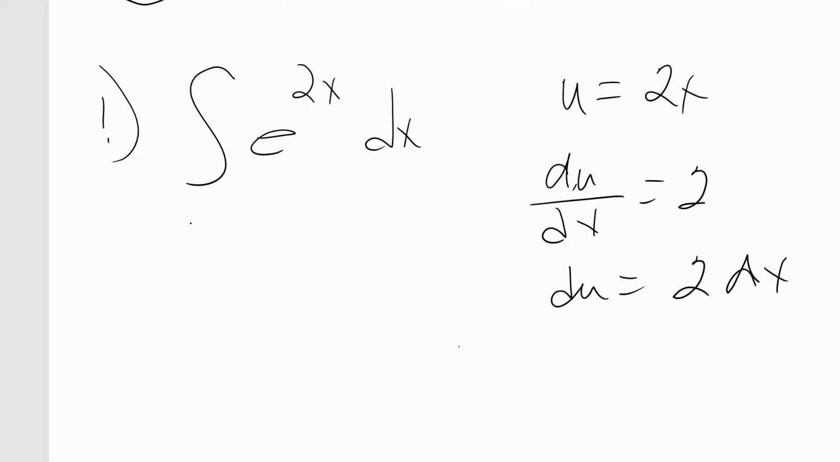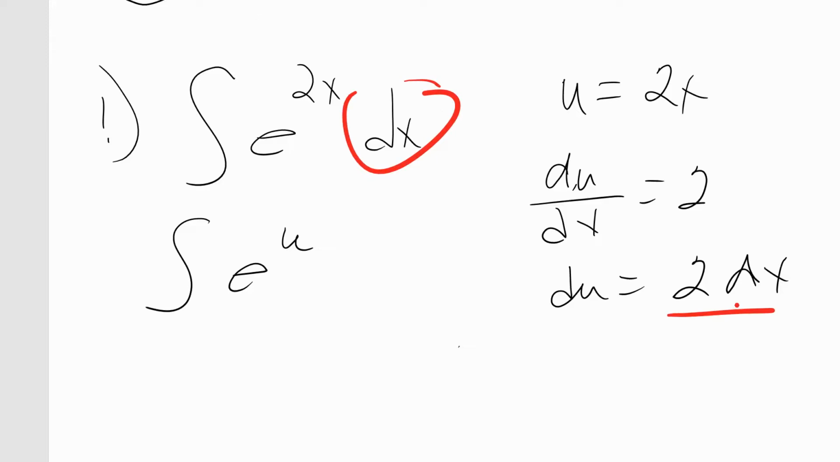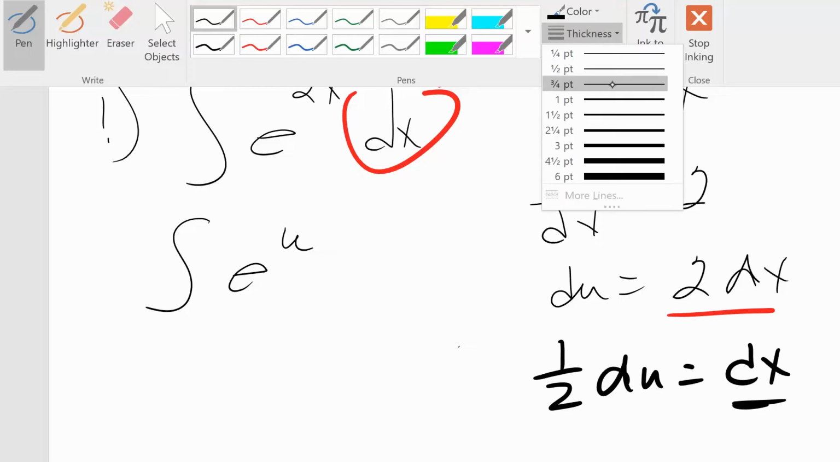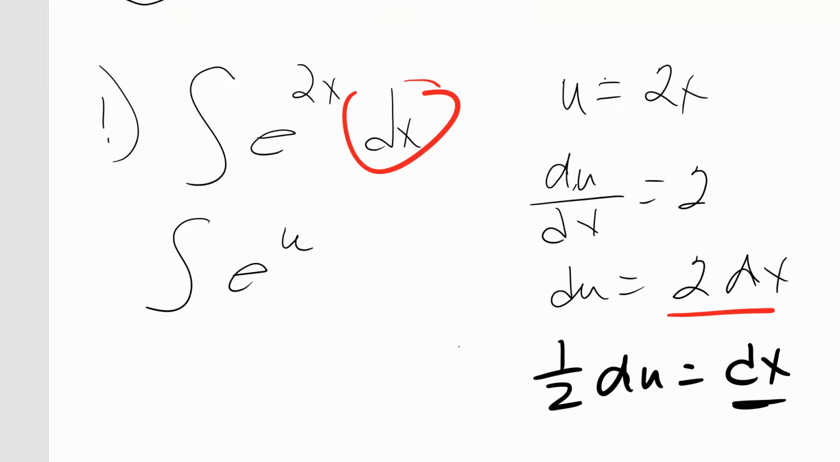So I can rewrite my integral as the integral of e to the u. But again, all I have left is dx. I need to make that match up, and it doesn't currently. So I'm going to divide each side by 2. So 1/2 du is dx. So now I can get rid of dx and put in what dx is, which is 1/2 du.